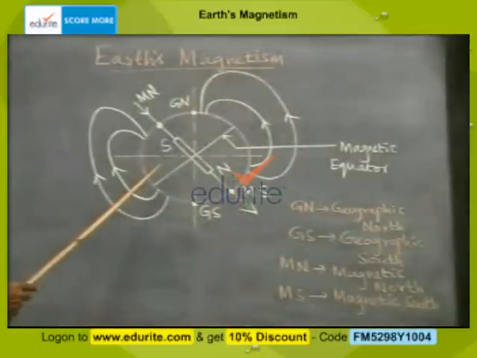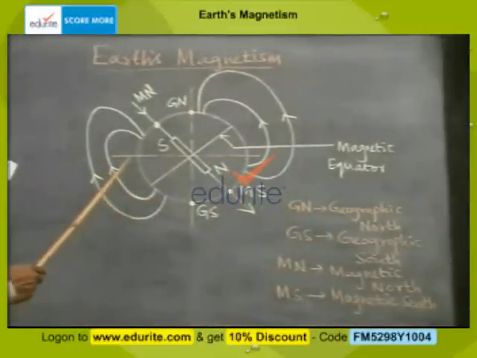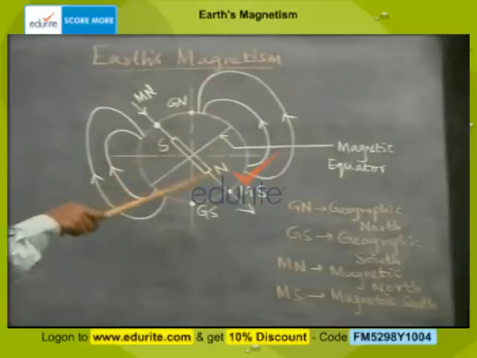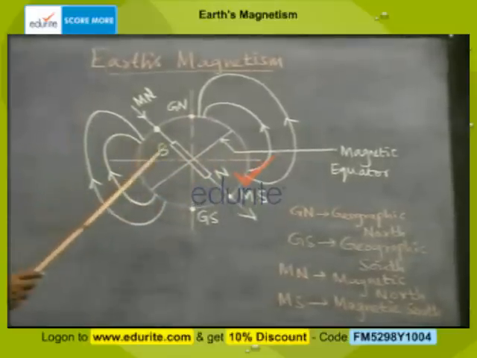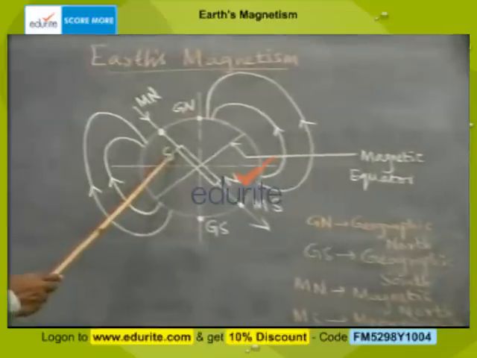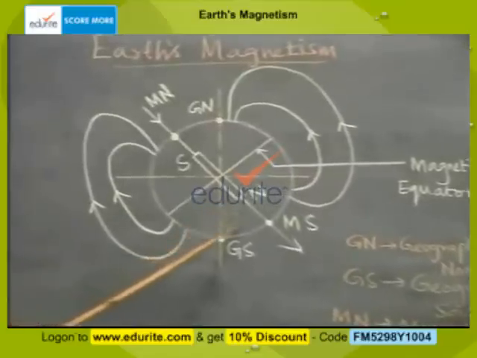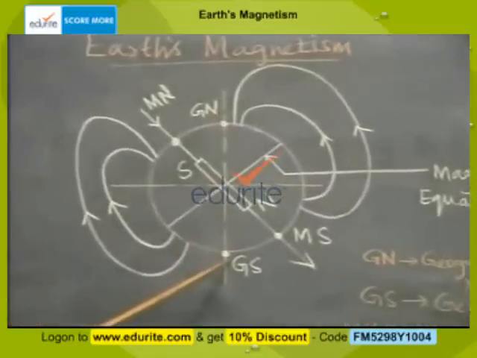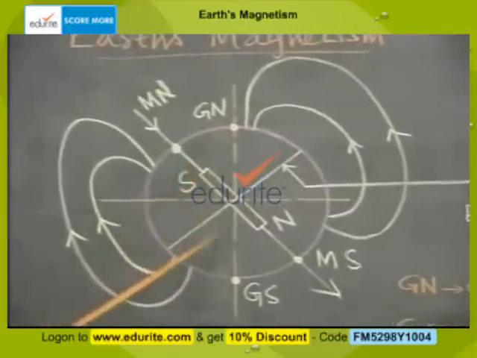This figure shows the schematic diagram illustrating the Earth as a huge magnet surrounded by a magnetic field extending far out into space. The south pole of Earth's magnet is towards geographic north, and the north pole of Earth's magnet is towards geographic south. The Earth's magnetic poles do not coincide with geographic poles.